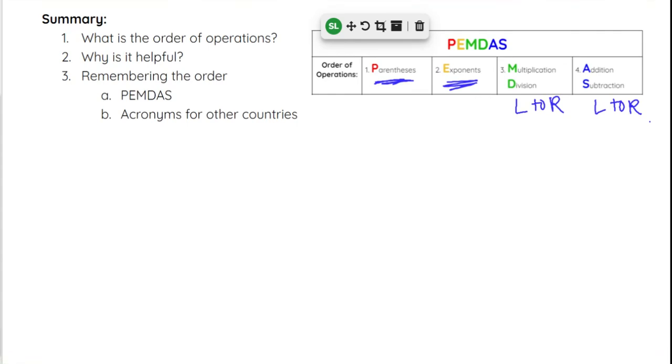Additionally, remembering the order PEMDAS, if that's the acronym that you're going to use, you can use a saying like, please excuse my dear Aunt Sally, and anything along those lines, whatever you can come up with that will help you remember best for you. So I do want to make a note. Remember, just now I went through some acronyms for other countries. So those are options as well if you prefer that route.